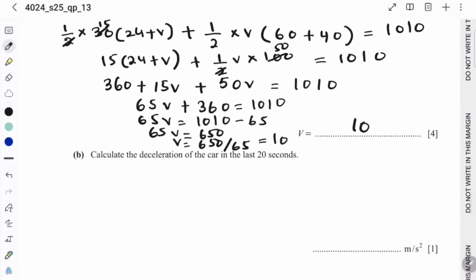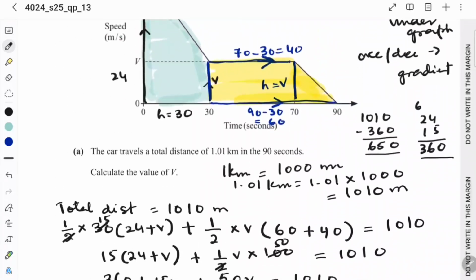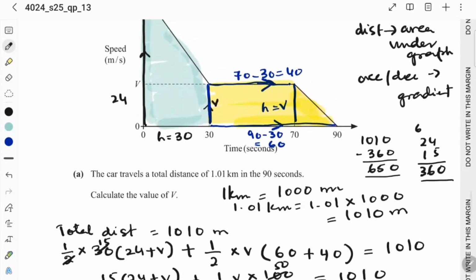All right, so this was a 4 marks question. B was the speed. Calculate the deceleration of the car in the last 20 minutes. Last 20 minutes means they're just asking you the deceleration in the last 20 minutes. This much. Rise upon run, you can do it. How much is the rise? The rise was v and the run was this much, 90 and 70.